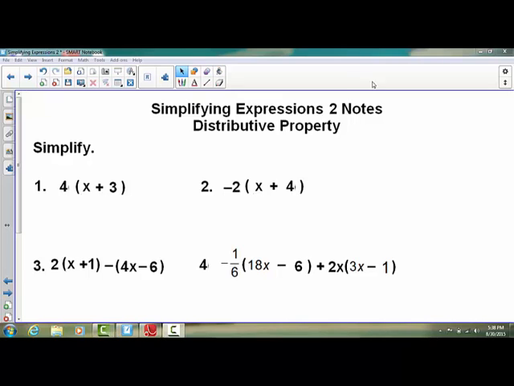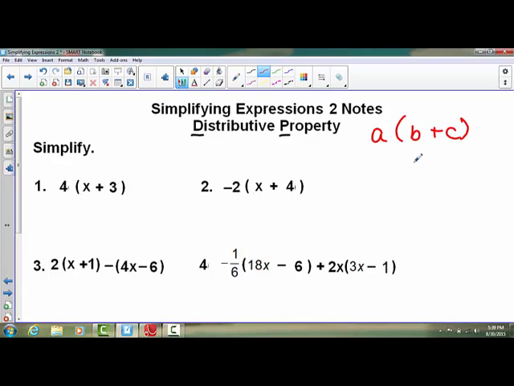Okay, so Mr. Kraft pointed out that we're going to use the DP, or distributive property. Just in really generic terms, we say that we can take any term, so we'll let that be A, and multiply it times the sum of any 2 other terms. So we're going to call those B and C.